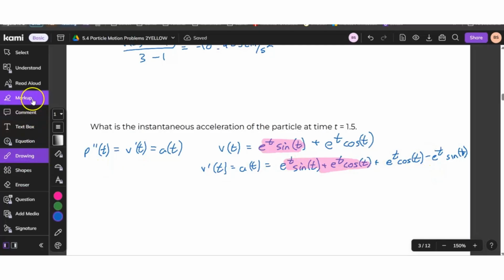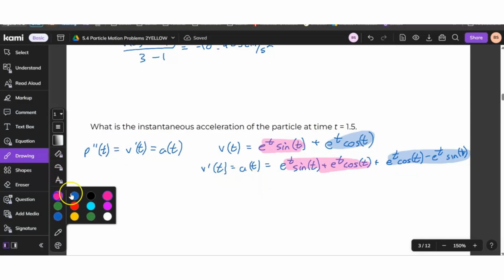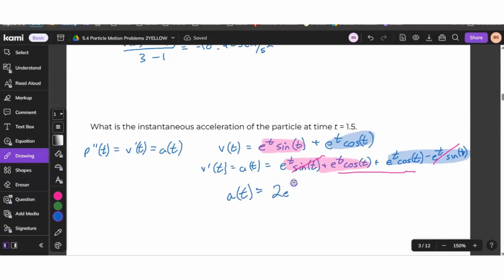All right, now that is the derivative of this part. And we've got some stuff that simplifies, because e^t sin t and minus e^t sin t goes away, and these two can be combined. So my acceleration function is going to be 2e to the power of t cosine of t. And then I just need to plug in my values, so a of 1.5, into this function, which I did already for us, is 0.634 centimeters per second squared.